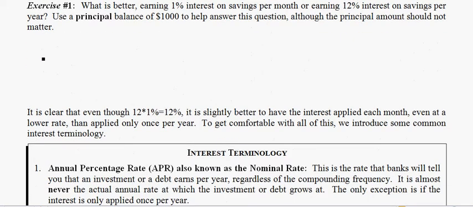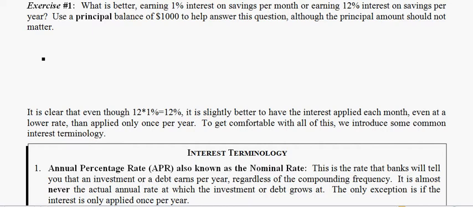All right. In exercise number 1, we're asked, what is better, earning 1% interest on savings per month or earning 12% interest on savings per year? And then I say use a principal balance of $1,000 if you need to, although, honestly, it doesn't make a difference. Pause the video right now and play around with this and see what you can come to.